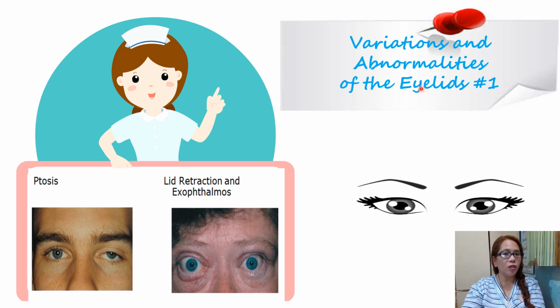Okay, so moving on to the variations and abnormalities of the eyelids. Here we have the ptosis, or the drooping or falling of the upper eyelid, or seen in a patient with lazy eye, or amblyopia. Yan. So, parang katulad sa akin, maliit yung isang eyes. And then, lid retraction and exophthalmos, common with the patient with hyperthyroidism.